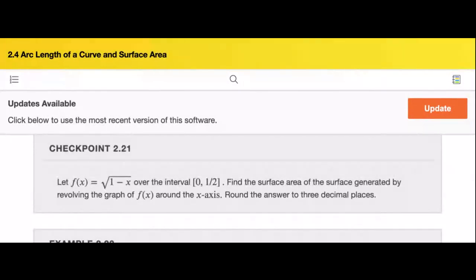Everyone try this one, 2.21. The function is the square root of 1 minus x. Now you have dx equals negative du. From the interval 0 to half. I'm going to try it myself also.